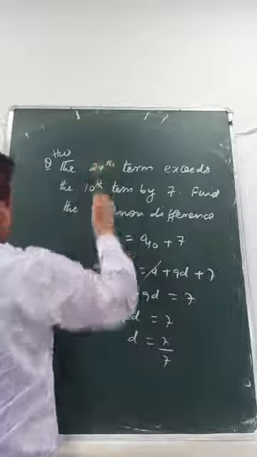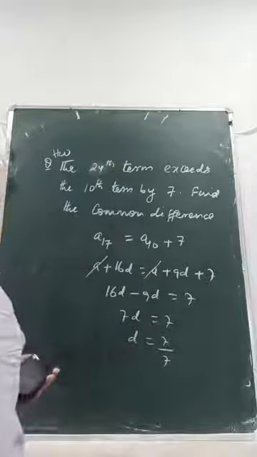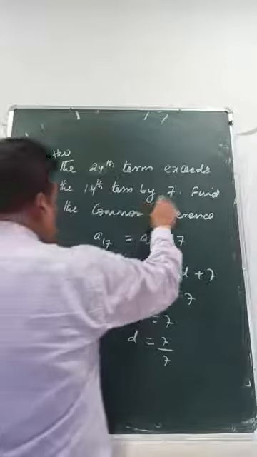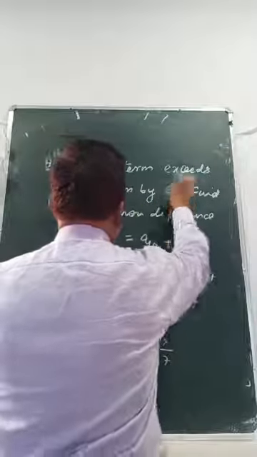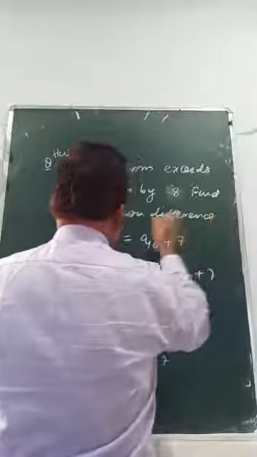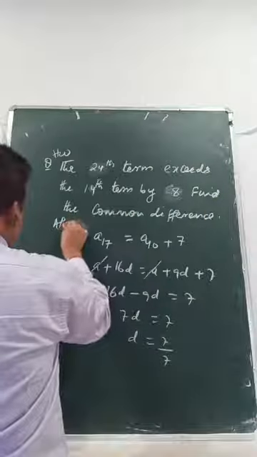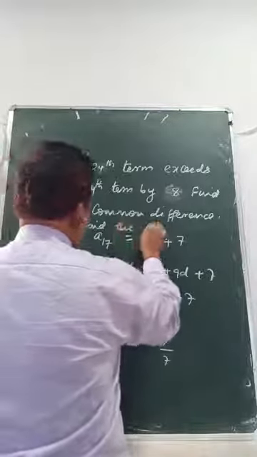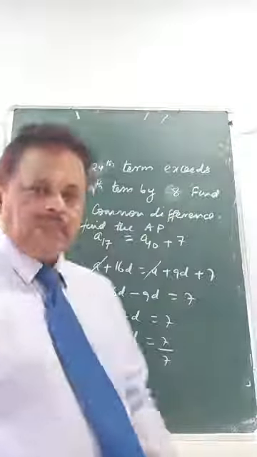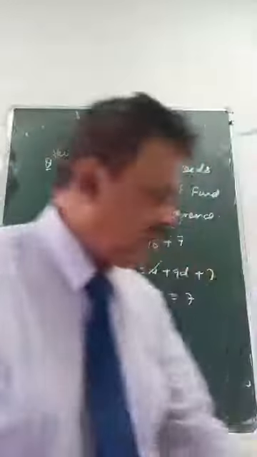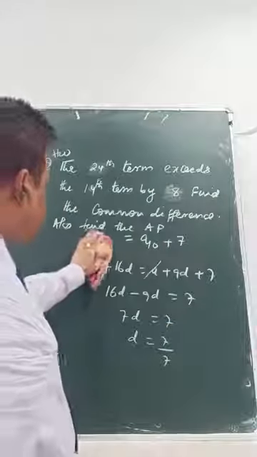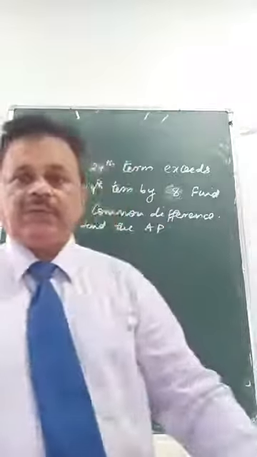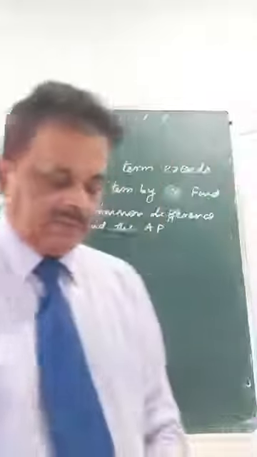So try one. The 24th term exceeds the 14th term by 8. Find the common difference. Also find the AP. You can do this. Find the AP means you have to find at least the first 3 terms: first term, second term, third term you have to find out.